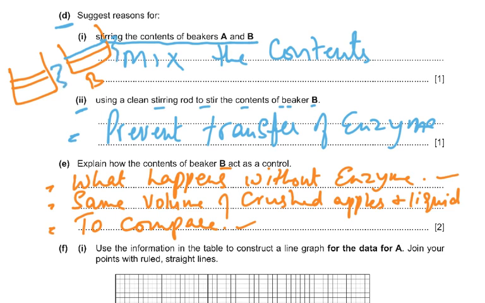This is also an important thing to standardize it. If you did not add any water, then the volume would have changed. So you're just adding plain water to make the total volume the same. In one, you added an enzyme solution. So it must be some fluid. It must be some liquid. So same volume of the crushed apple and the liquid. And that is an important thing which you have to understand.